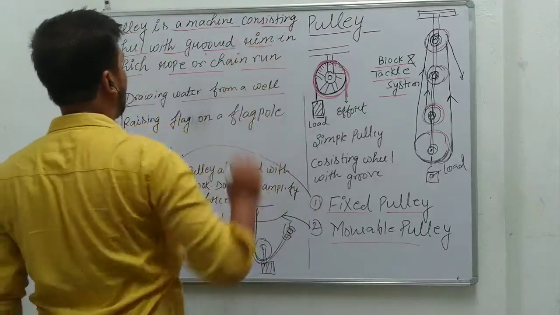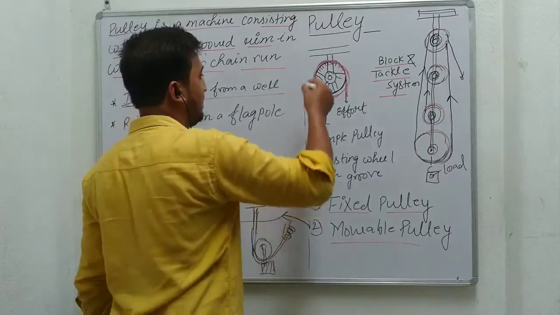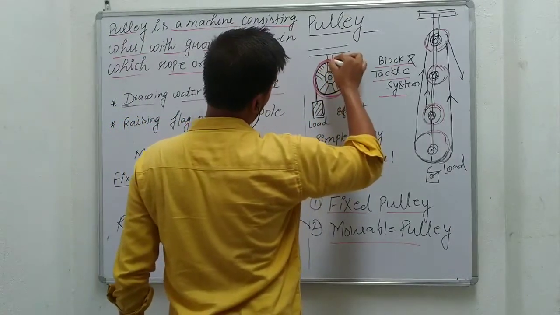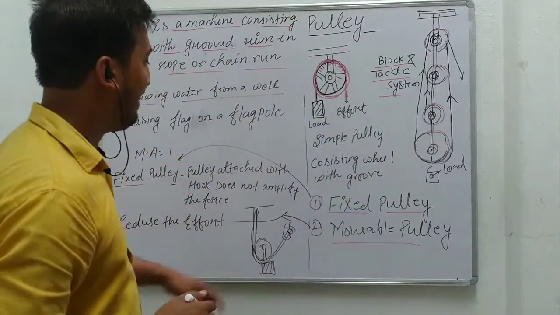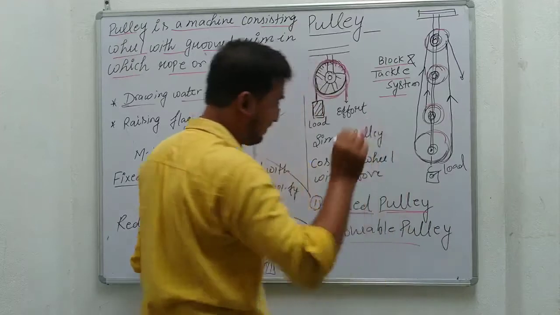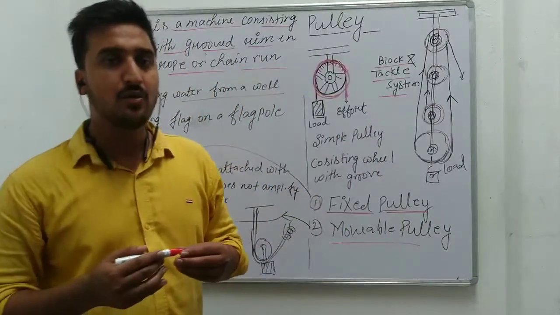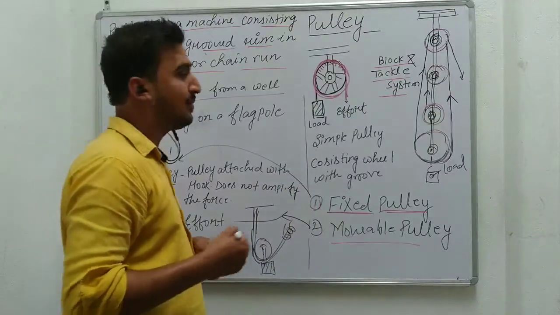So a pulley is a machine consisting of a wheel with a grooved ring, on which a rope or chain can run. Here we have to understand there are two different types of pulleys. The first one is the fixed pulley and the second one is the movable pulley. Please try to understand the difference between fixed and movable pulley.